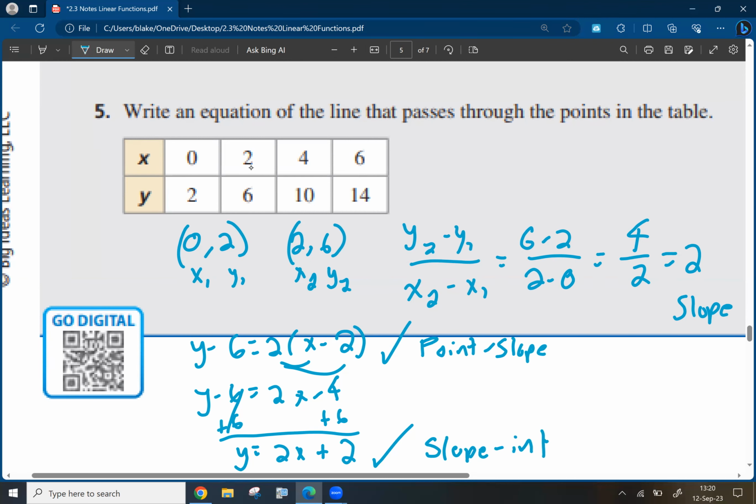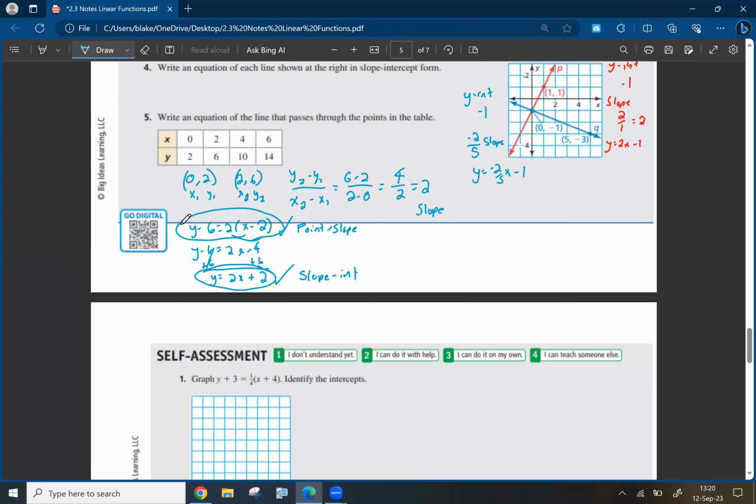So sometimes you want to read the question to see if it tells you which form to put it in. But as you can see in this question, it says write an equation of the line that passes through the points in the table. It doesn't specify that it needs to be a point slope equation or a slope intercept equation. So if it doesn't specify, then technically either one of these is good. But I wanted to put them both up there just to give you a more thorough answer potentially. All right.